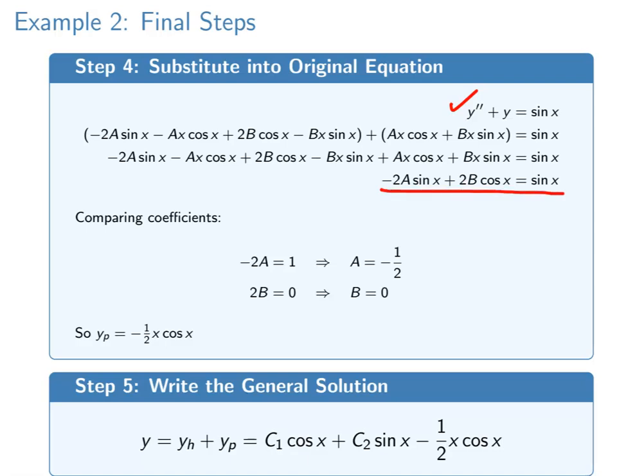From here, on the left hand and right hand side, we have to compare the coefficients. Comparing, we'll get minus 2a is equal to 1, so a is equal to minus half, and 2b is equal to 0, so b is equal to 0. So from that, yp will be minus half x cos x. Finally, we get the general solution. So y is equal to yh plus yp, that is c1 cos x plus c2 sin x minus half x cos x.